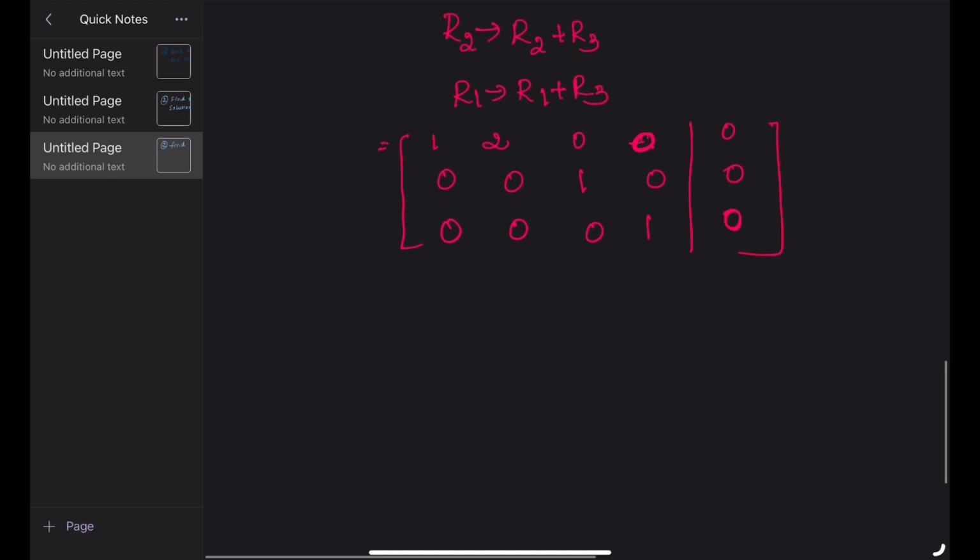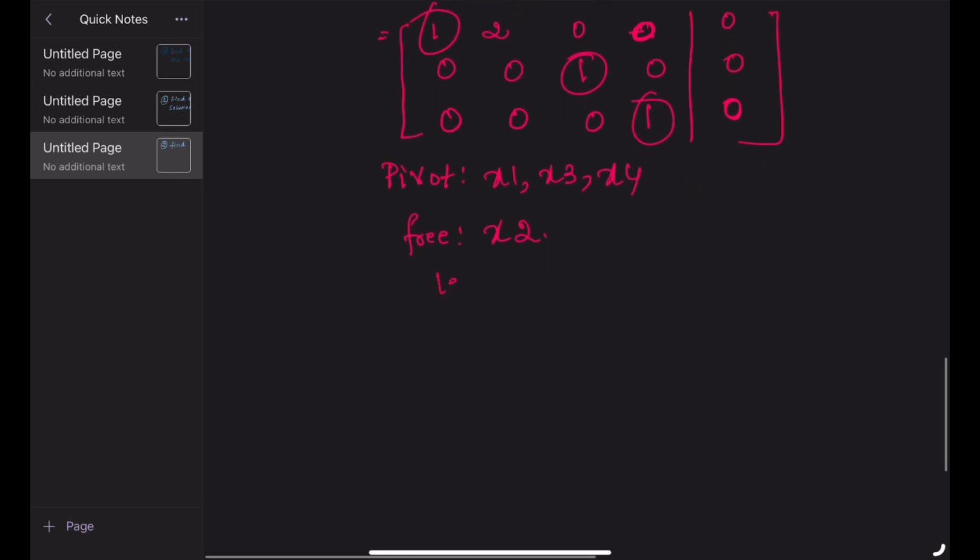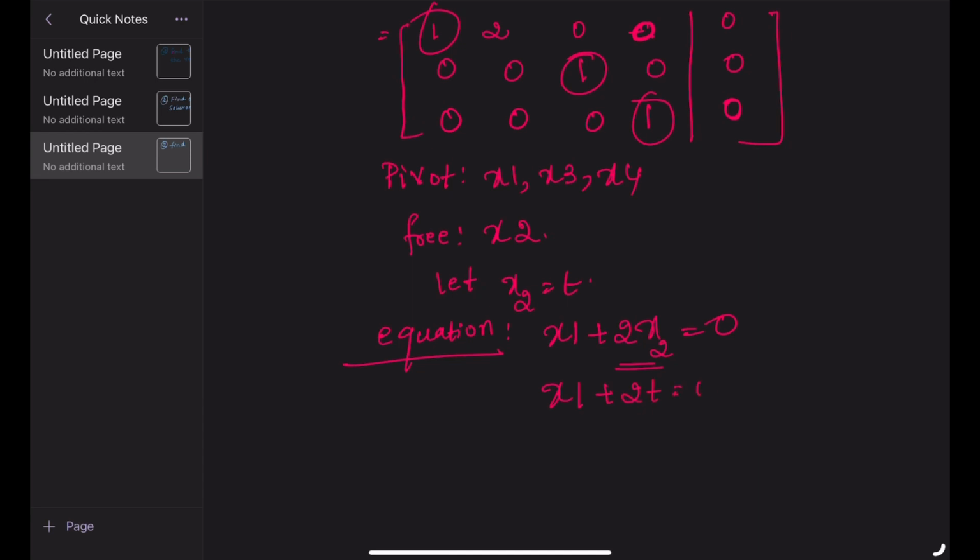All right, now we are going to write the pivot points. The pivot variables will be x1, x3 and x4. What is a free variable? It is nothing but the remaining one, that is x2. So let me take x2 equal to t. Only one is there, so x2 equals t. Let me form the equations now. That is a step. So it is x1 + 2x2 = 0, x3 = 0, x4 = 0. I'll write that later.